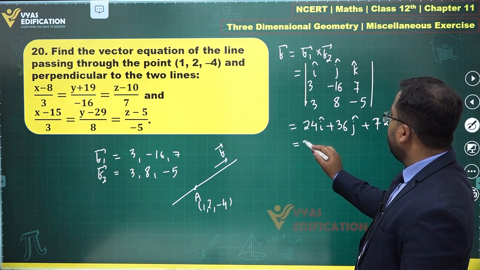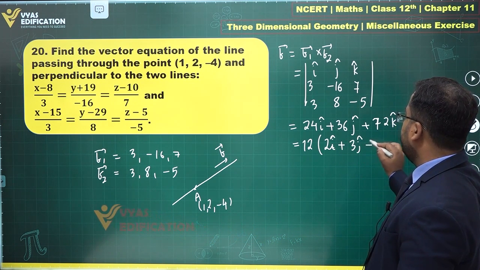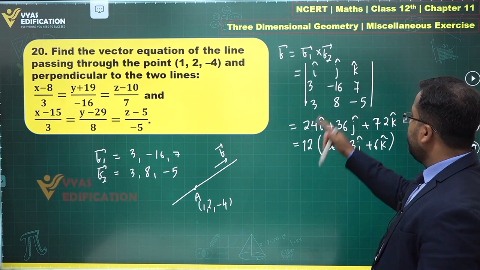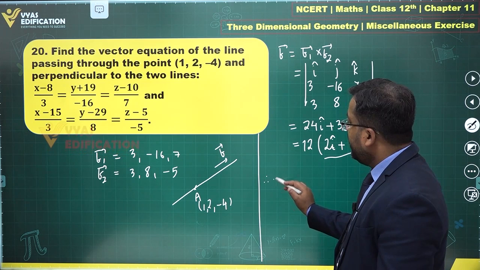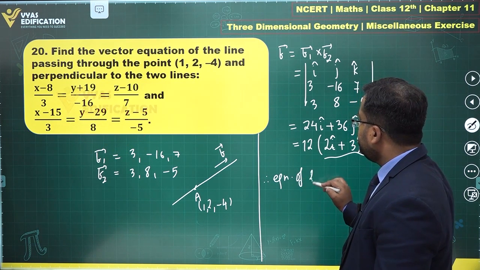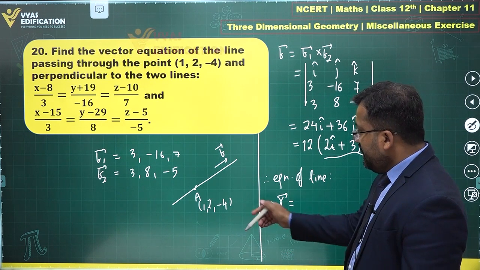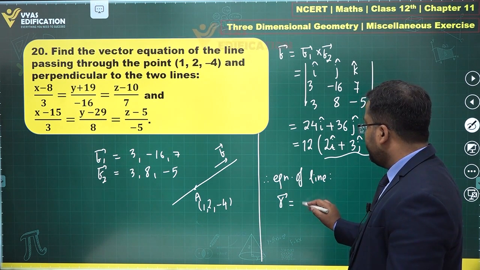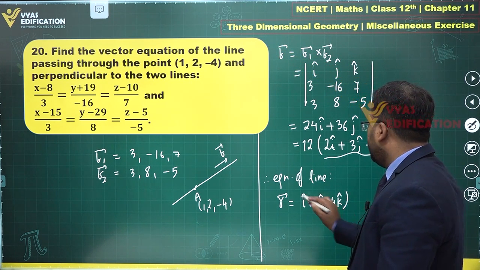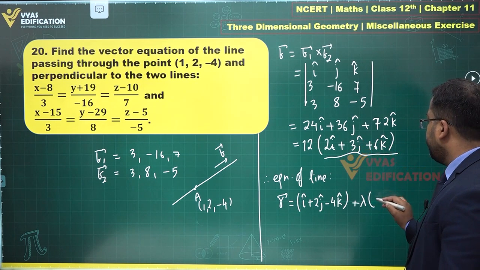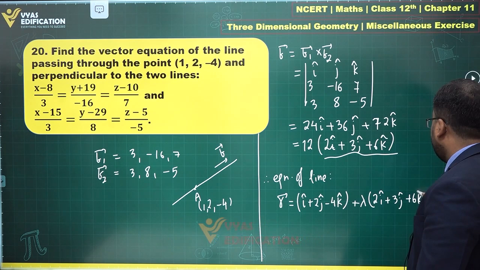Or what you can do is take out a factor of 12 common. This will be 2 I cap plus 3 J cap plus 6 K cap. So the B vector will be this; this can be taken as the B vector. For the equation of the line, R vector is equal to A vector, which is I cap plus 2 J cap minus 4 K cap, plus lambda times this 2 I cap plus 3 J cap plus 6 K cap.